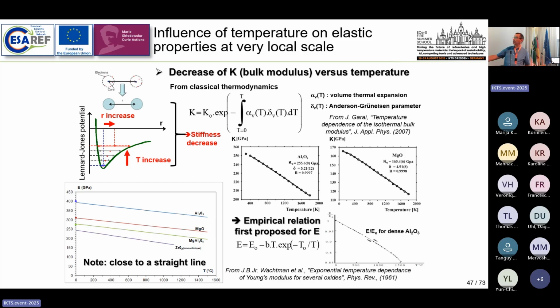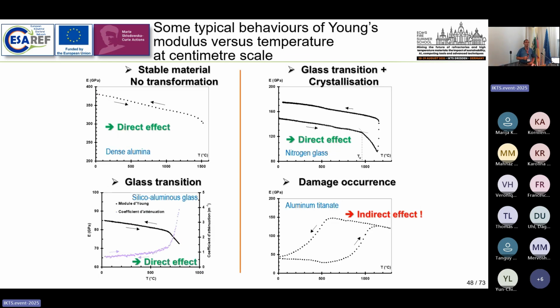So normally you should have a straight line. If you mix alumina with magnesia, with spinel, you have a composite with a decrease versus temperature, which is linear, and you should have more or less a straight line. So typically, measurement on dense alumina is not exactly a straight line, but not so far.